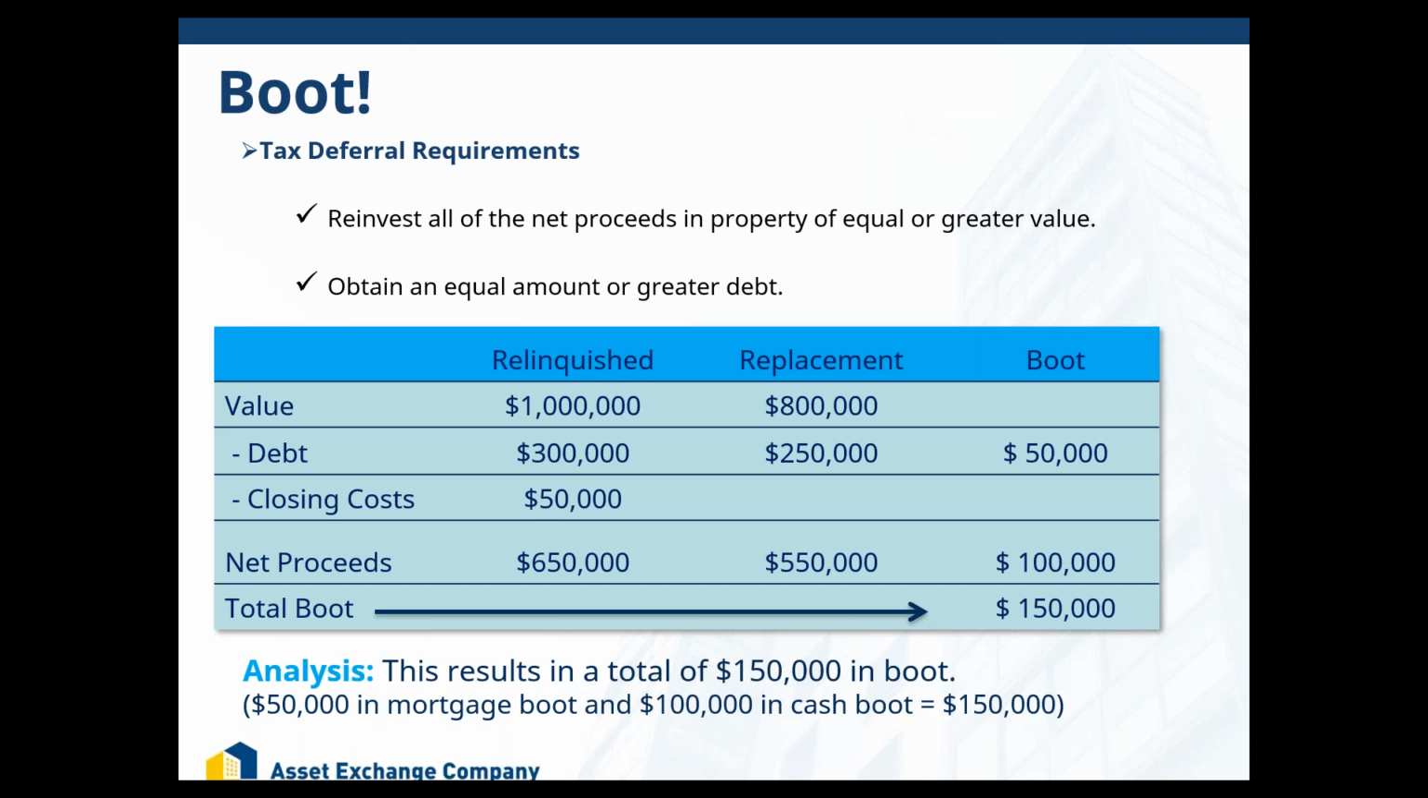But if your CPA comes back and says, you know what, the taxes that you're going to pay on boot might be about the same, or they might even be greater, then it's probably an easy decision for you. Don't do a 1031 exchange. You're going to lose money. So always talk to your CPA before you do anything. Make sure you know your numbers.